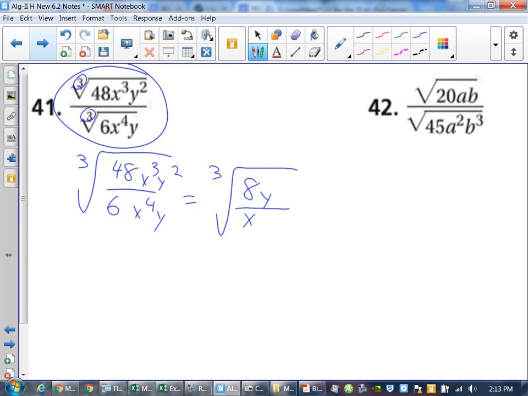Now, is there anything else I can simplify? The 8. What's the cube root of 8? 2. So my final answer here would be 2 cube root of y over x. We'll take that a step further here in a little bit.